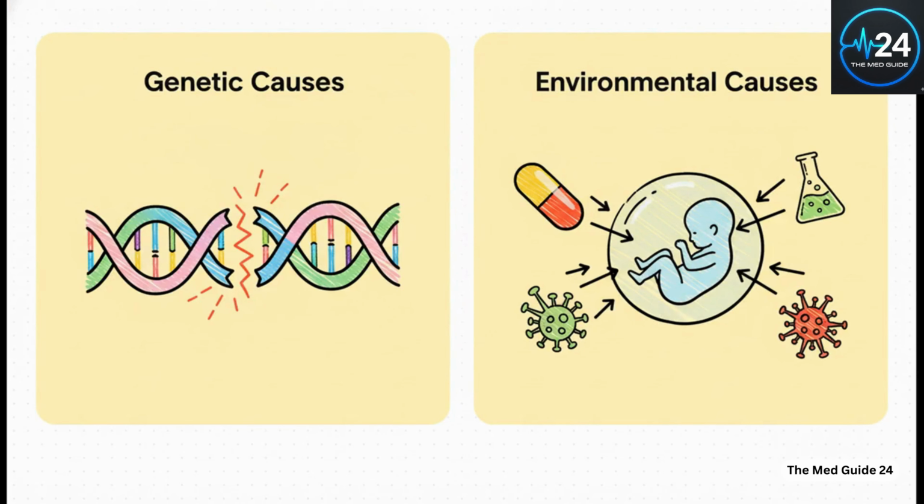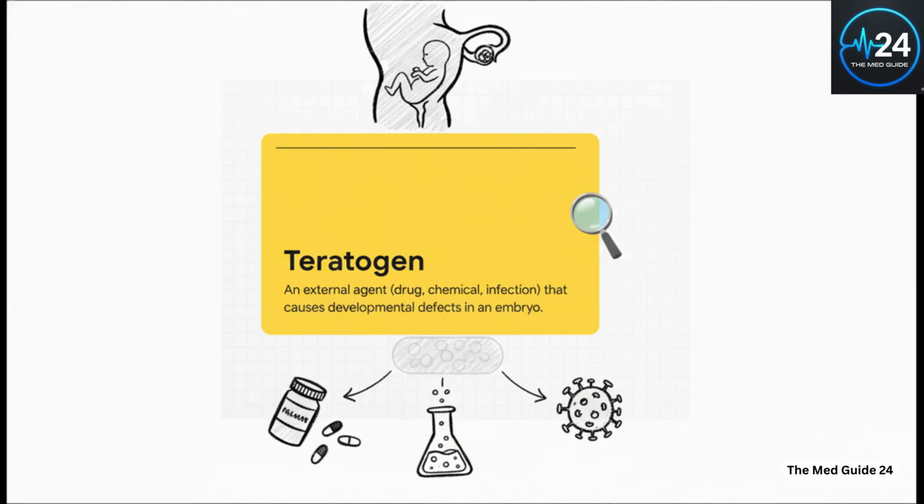So on one side, you have genetic causes. These are problems that are rooted in the DNA itself, maybe with whole chromosomes or just single genes. But on the other side, you have environmental causes. This is when something from the outside world interferes with development, and those somethings have a very specific name. And that name is teratogen. This is a hugely important word for us today.